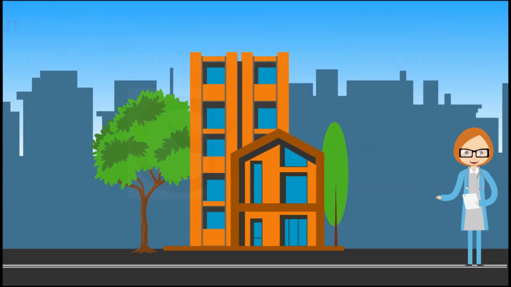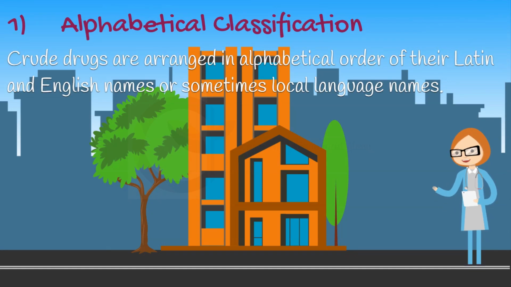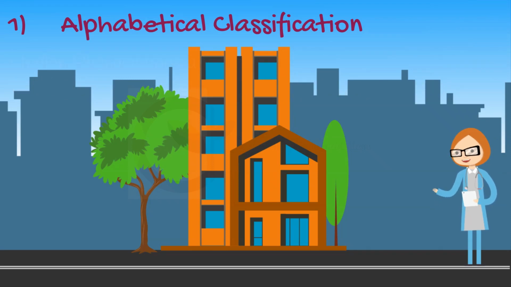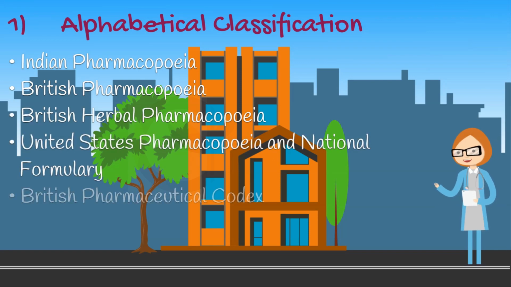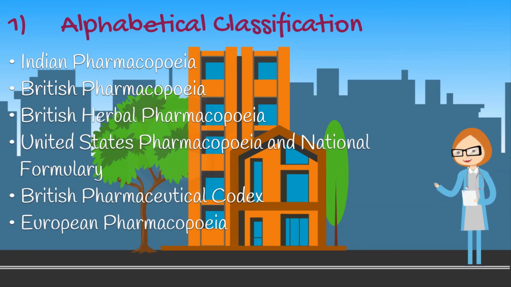First one is alphabetical classification. It is the easiest way of sorting disconnected items. Crude drugs are arranged in alphabetical order of their Latin and English names, or common names, or sometimes local language names, or vernacular names. Some of the pharmacopoeias, dictionaries, and reference books which classify crude drugs according to this system are: Indian Pharmacopoeia, British Pharmacopoeia, British Herbal Pharmacopoeia, United States Pharmacopoeia, and National Formulary, British Pharmaceutical Codex, European Pharmacopoeia.